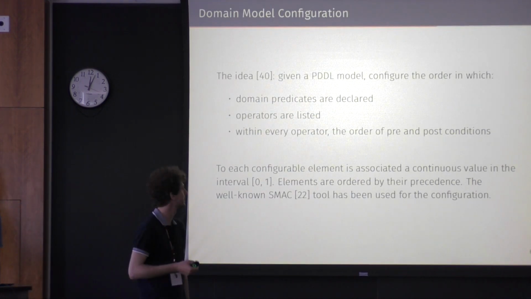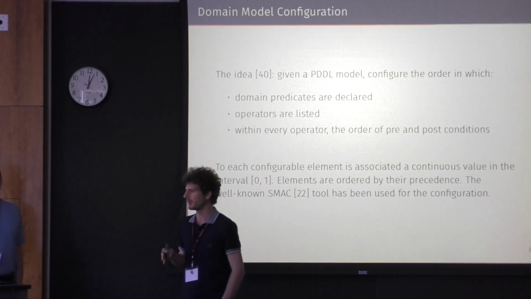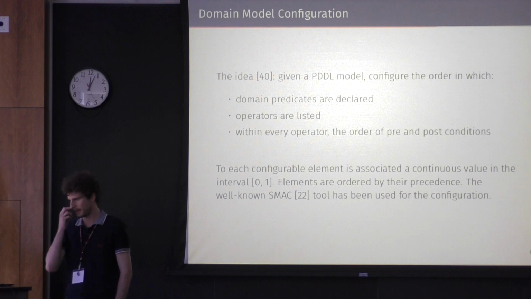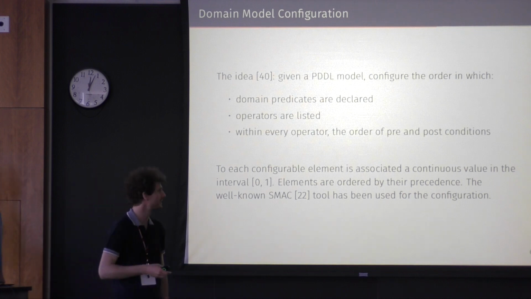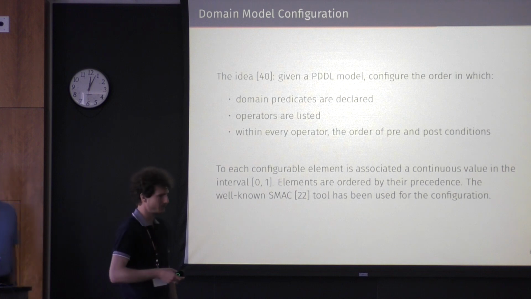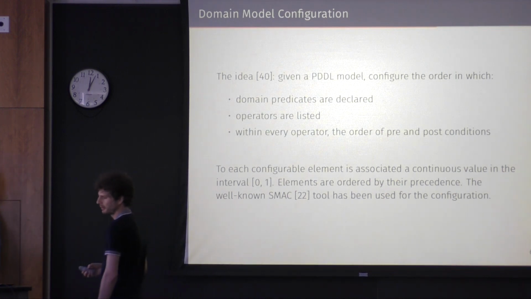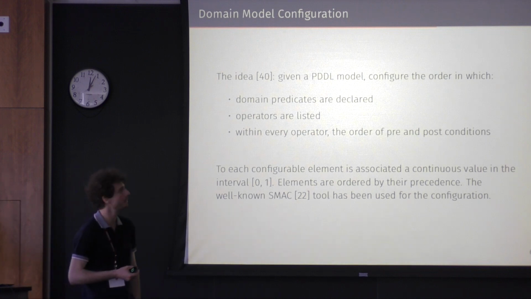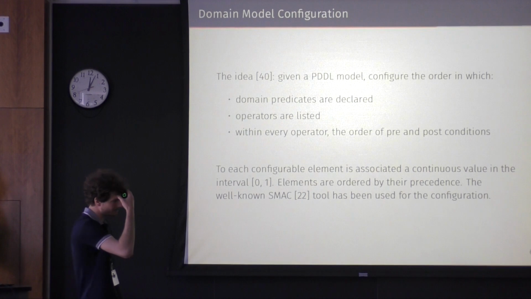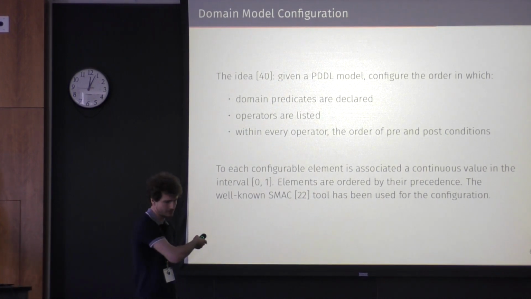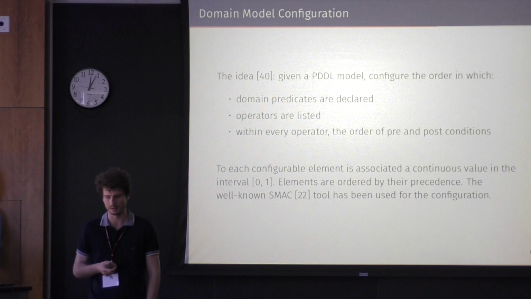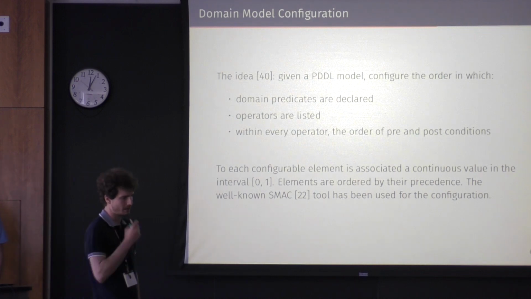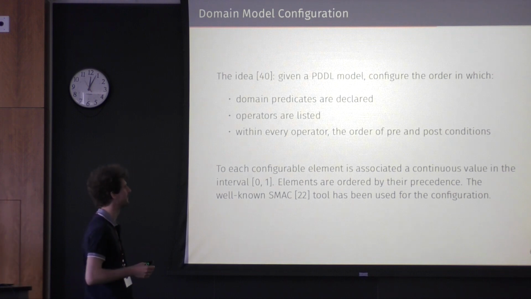So we have seen some sophisticated ways of learning domain control knowledge, but there are other ways which are fairly simple, quite trivial, but which can still lead to significant performance improvement. This is the case of what has been called domain model configuration. Some results were presented in ICKEPS 2015, but it was something which was well known, or at least suspected, for a good 10-15 years.